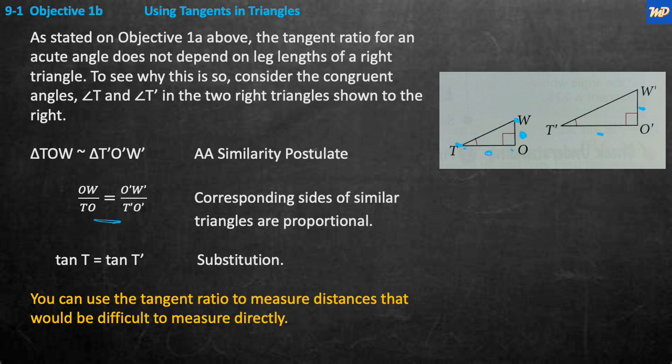So the tan of T is equal to the tan of T prime. That means WO divided by TO is the same proportion as W prime O prime divided by T prime O prime, and that's by substitution. So you can use the tangent ratio to measure distances that would be difficult to measure directly. And we'll see that, I think, in the next slide.